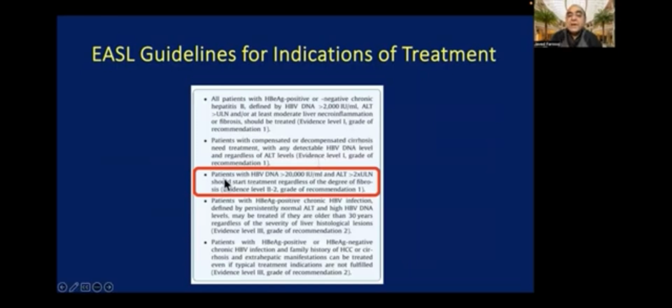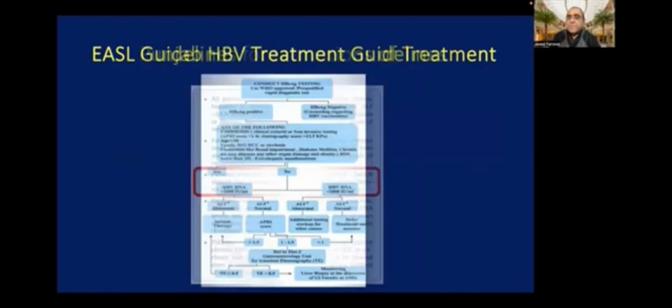Again, this is a statement that patients with HBV DNA more than 20,000 units and ALT more than 2 times normal should start treatment regardless of the degree of fibrosis, per the EASL guidelines. In our patient, ALT was 45, more than 2 times normal, and of course the patient had mild disease because the FibroScan score was F0 and APRI was also low.